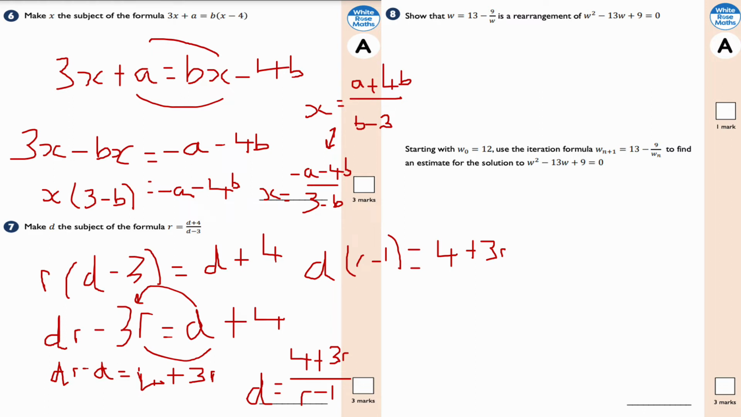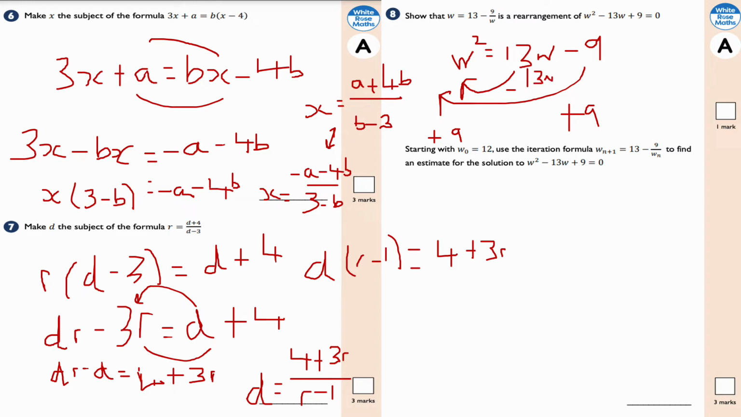Question number 8. Show that w is equal to 13 minus 9 over w is a rearrangement of w squared minus 13w plus 9 equals 0. So times through everything by w. Now I get w squared is equal to 13w minus 9. Rearranging it and getting the quadratic to equal 0: bringing the 13w to this side so the sign switches, bringing the minus 9 to this side so the sign switches. So I'm essentially adding 9 to both sides and taking away 13w on both sides, simultaneously.